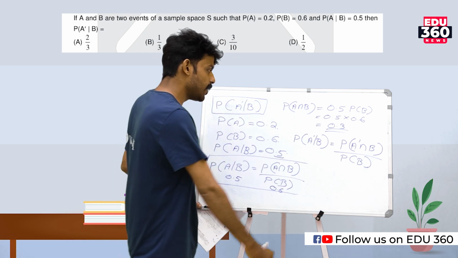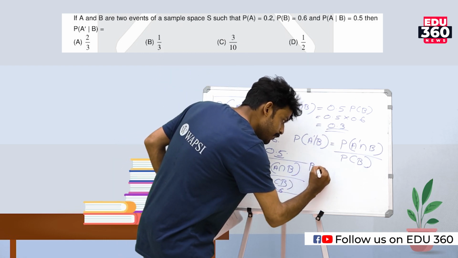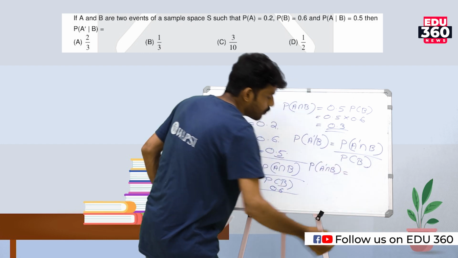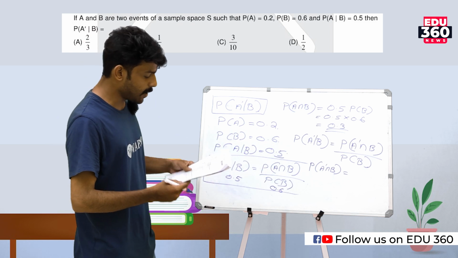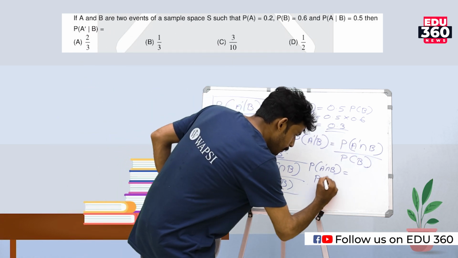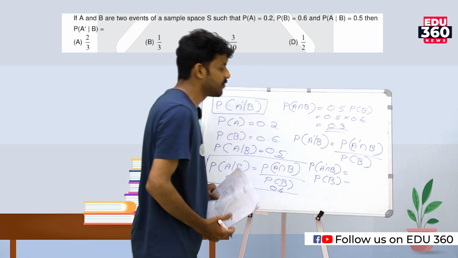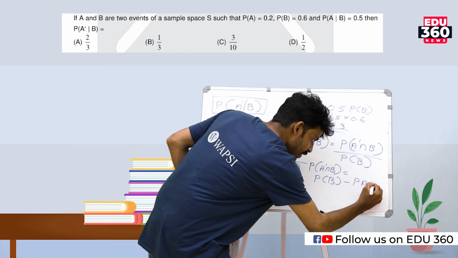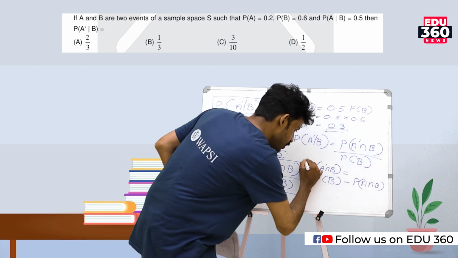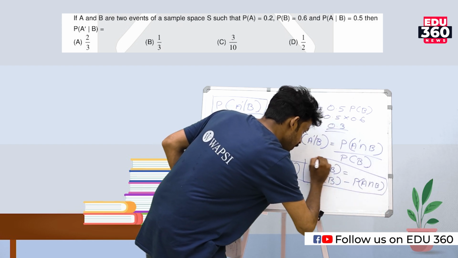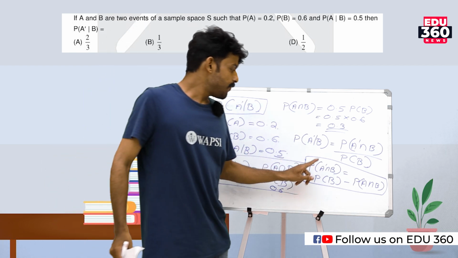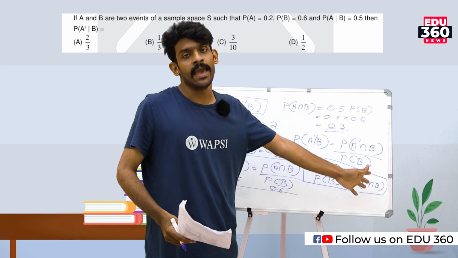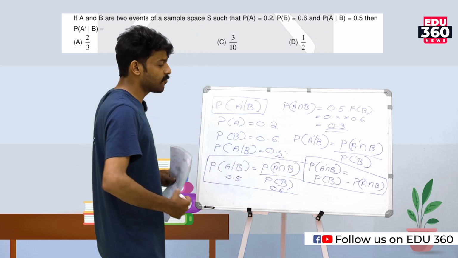First of all, we can write the value of P of A dash intersection B. The value is P of B minus P of A intersection B. We can put it in a box. So P of A dash intersection B is equal to P of B minus P of A intersection B. Hereafter, just substitute the values.